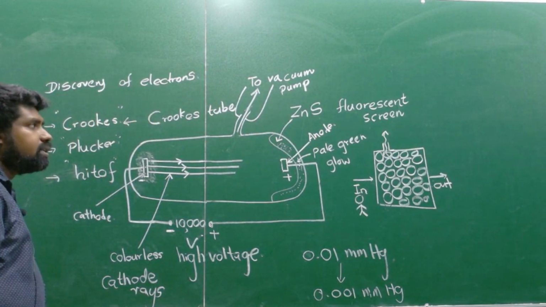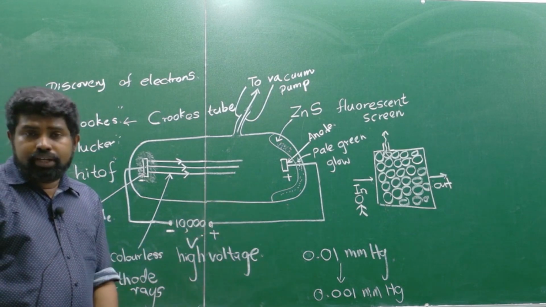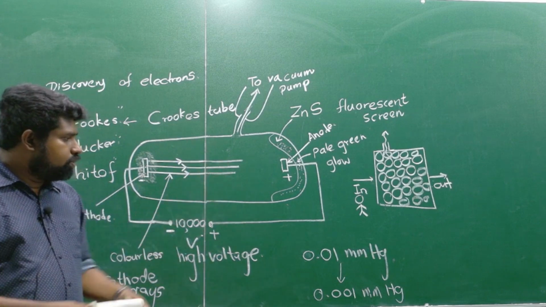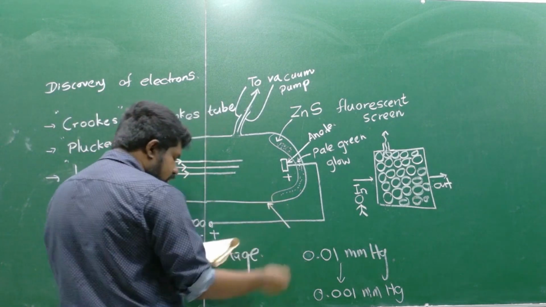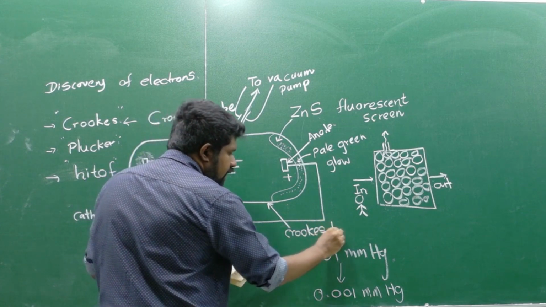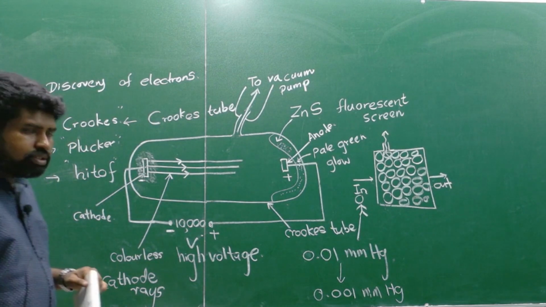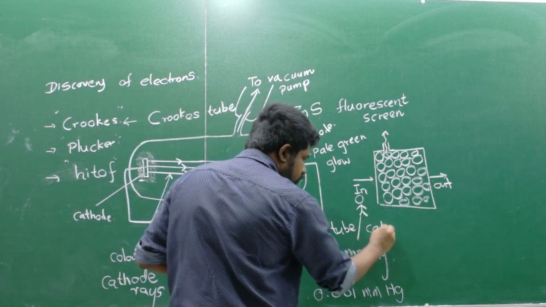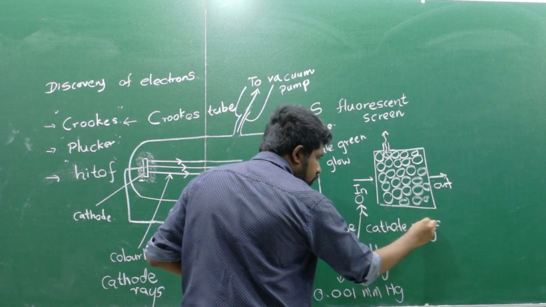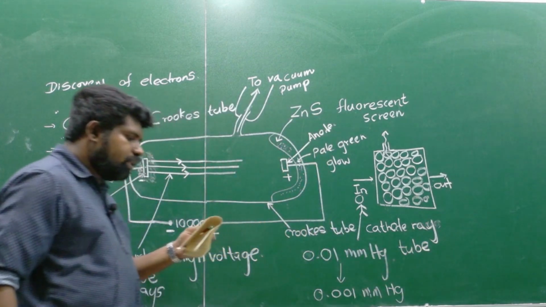This is the setup. The experiment was done by Crookes, Fluker and Hittorf, three scientists. The leader was Crookes. He invented the tube, the Crookes tube, so I can label that also. After the discovery of cathode rays, this tube is also known as the cathode ray tube, because the cathode rays were found inside this tube.